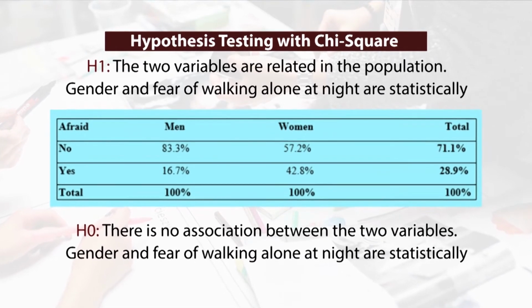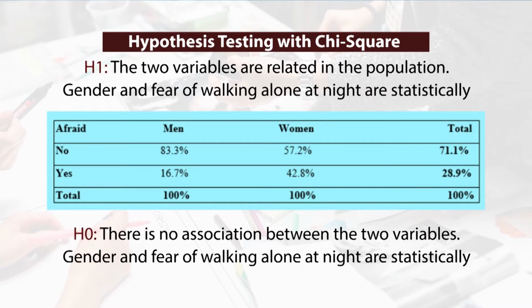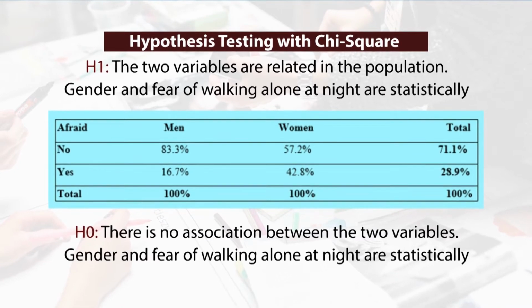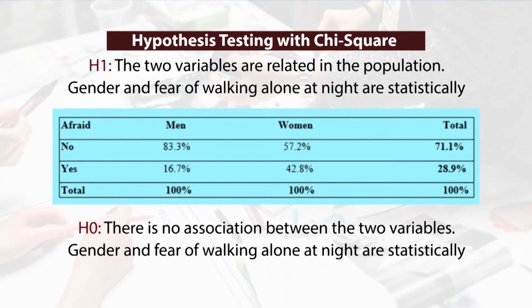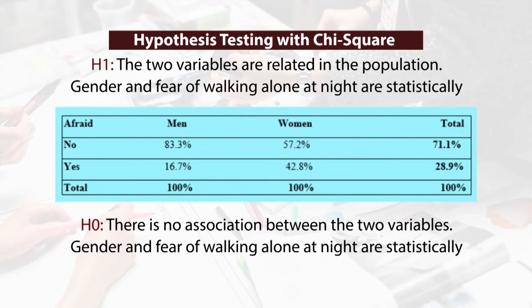If we see the table, for afraid, no is 83.3% and yes is 16.7%. For women, it's 57.2%. And when we take a total, it comes to this. So the null hypothesis is that there is no association between the two variables. Gender and fear of walking alone at night are statistically independent.